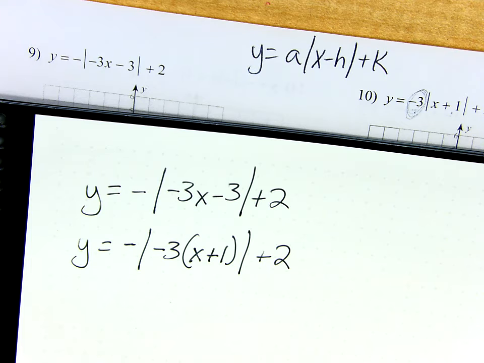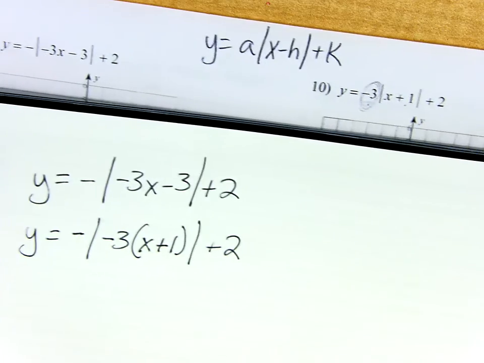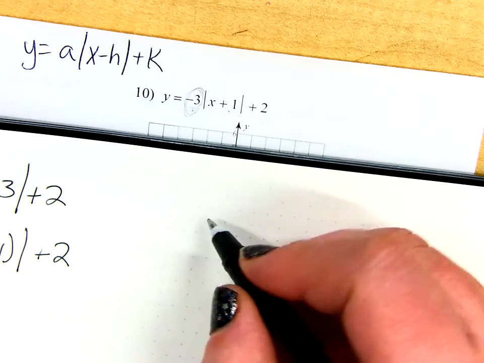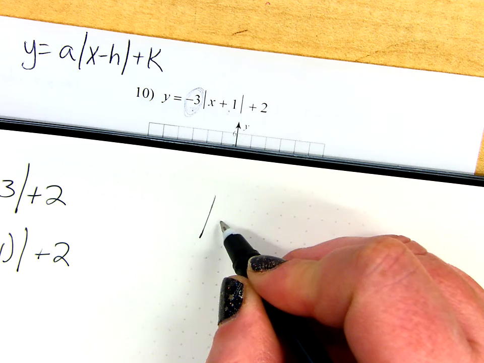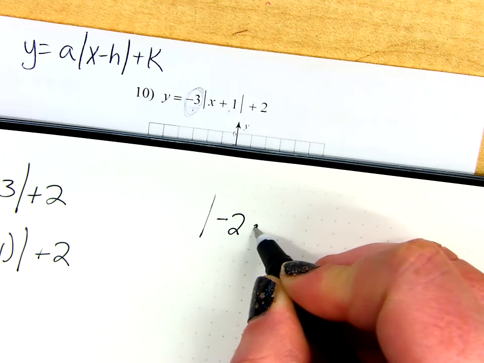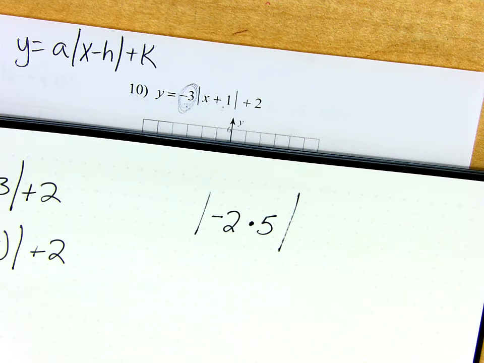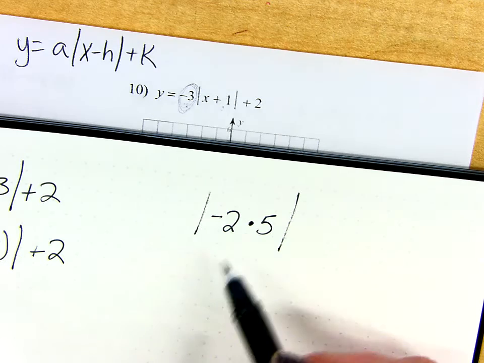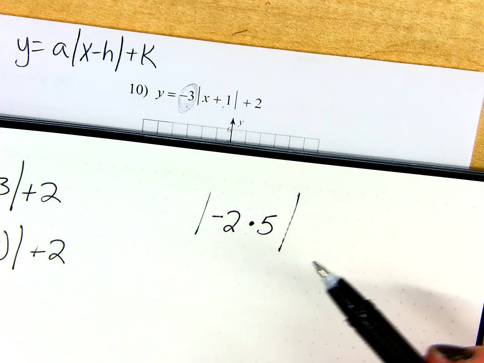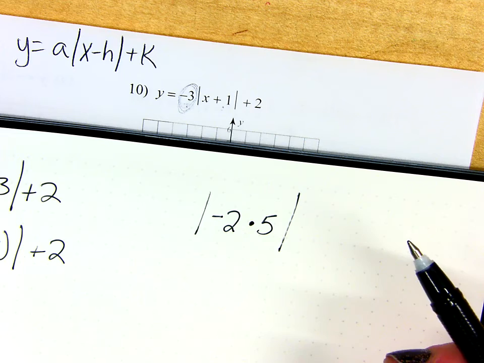Now, it still doesn't look like my form, but I'm almost there. I'm going to use this really cool property of absolute values. Let me do a little side note. You don't have to write this down if you don't want to, but say I took the absolute value of -2 times 5. If I asked you to evaluate this, what is your answer? 10, right? It comes out to be positive 10. -2 times 5 is -10, but the absolute value is positive 10.